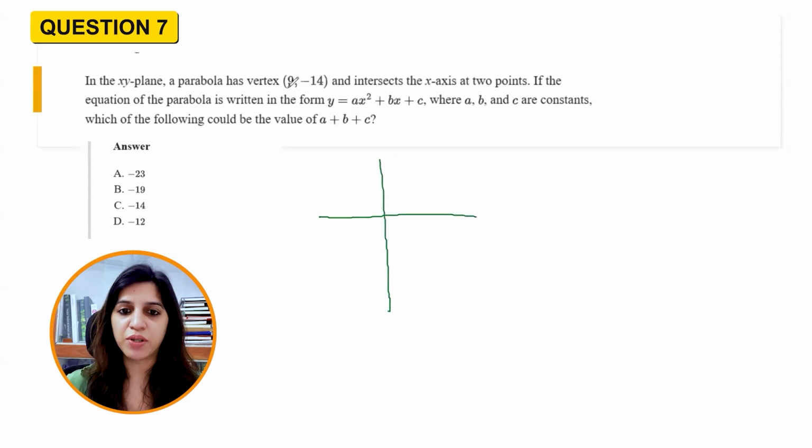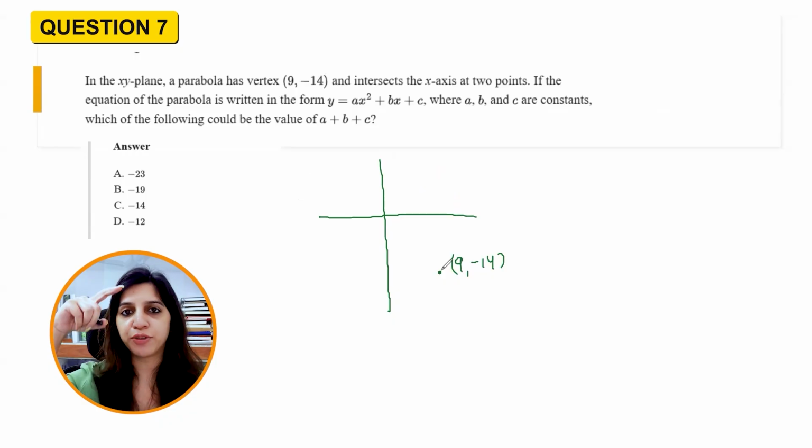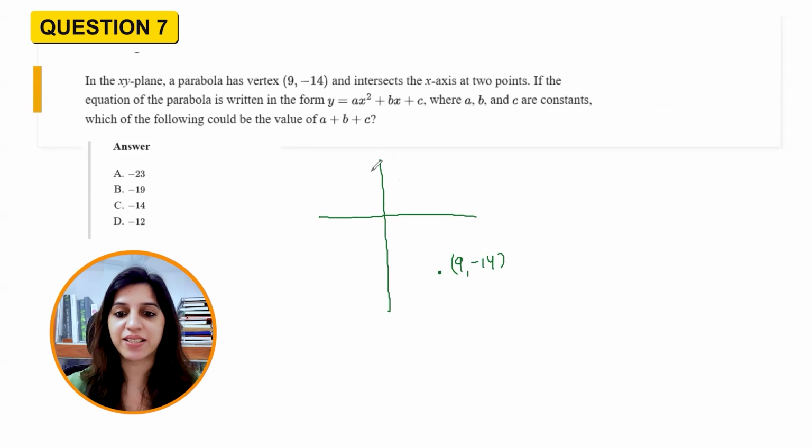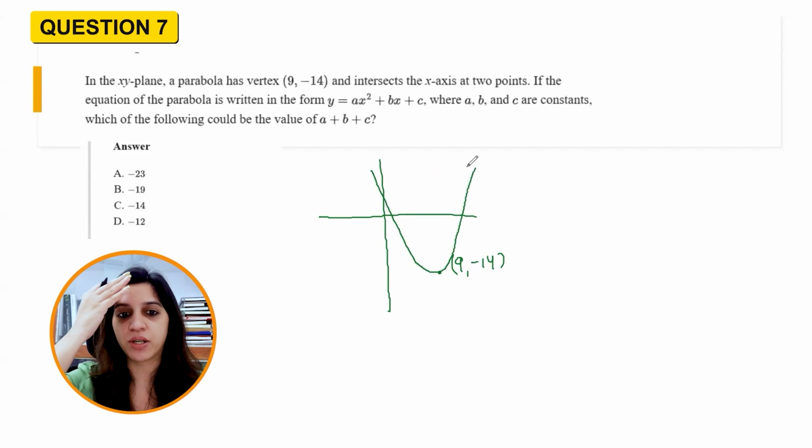So there is a parabola with the vertex (9, -14). This point is going to be in the fourth quadrant, so I put it here. This is the point (9, -14), let's say. Now I don't know if it's concave up or concave down. But they tell me that it intersects the x-axis at 2 points, which means it's definitely concave up. This is how my parabola would look.